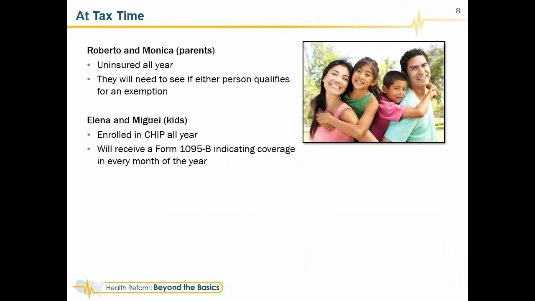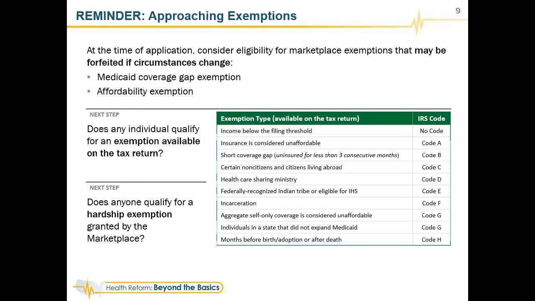So here's where we stand. We've got the parents who are uninsured, and then we've got the kids enrolled in CHIP. And they're going to get a Form 1095-B at the end of the year to indicate their coverage. Parents are going to have nothing. They're uninsured. They're facing a penalty. So what do we do?